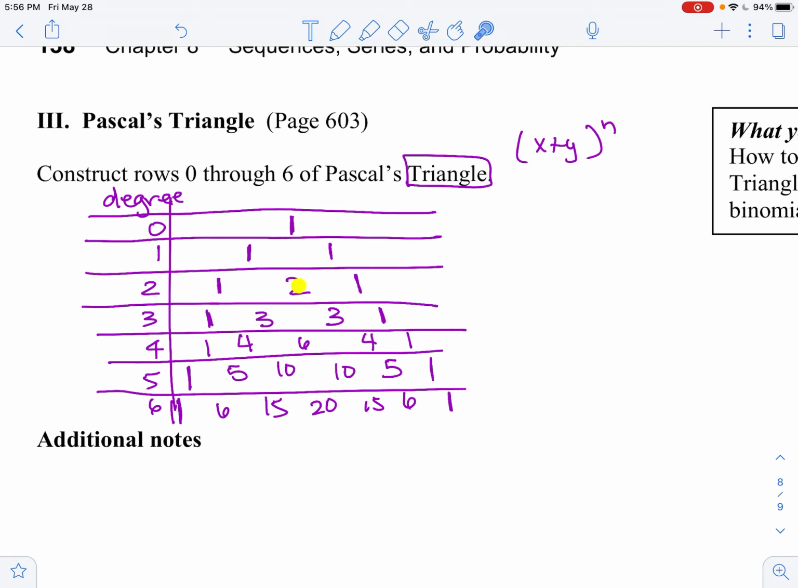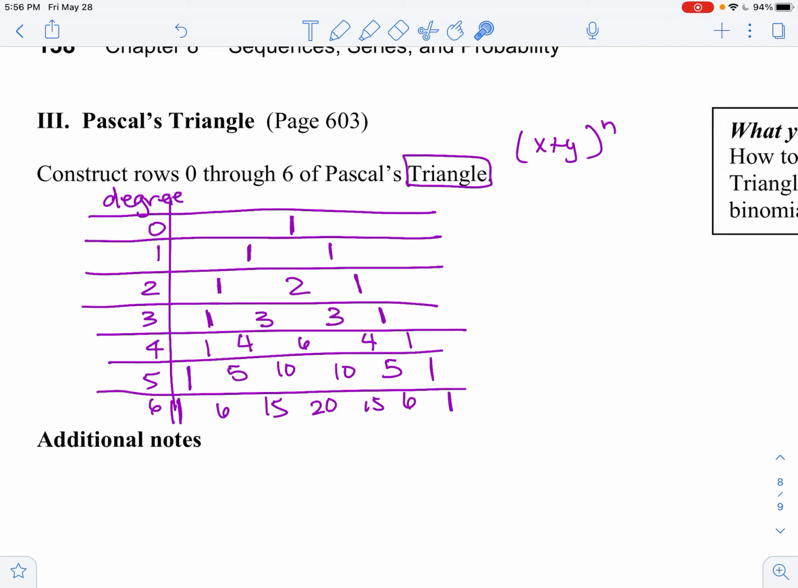1 and 1 is symmetrical. 1, 2, 1 is symmetrical. 1, 3, 3, 1 is symmetrical. 1, 4, 6, 4, 1 is symmetrical. 1, 5, 10, 10, 5, 1 is symmetrical. 1, 6, 15, 20, 15, 6, 1 is symmetrical. And they increase and decrease in symmetrical patterns.